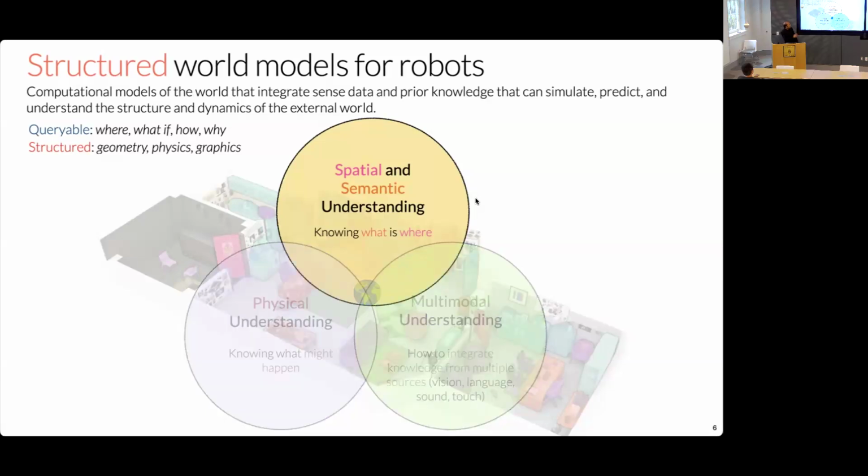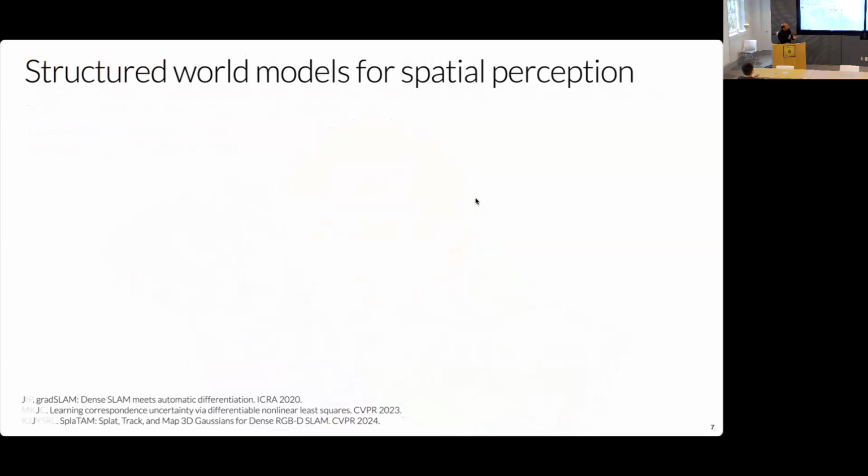So let's start with spatial understanding, and let's think about what kind of world models can be built for robots to effectively understand the spatial environment. And in the robotics community, a very close parallel can also be made to the computer vision community.